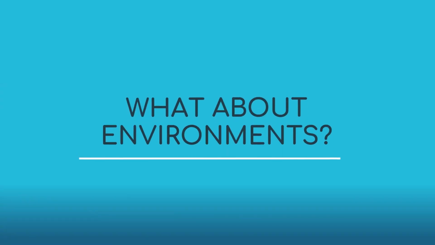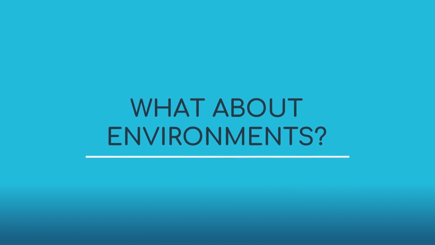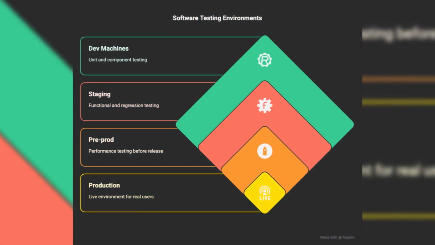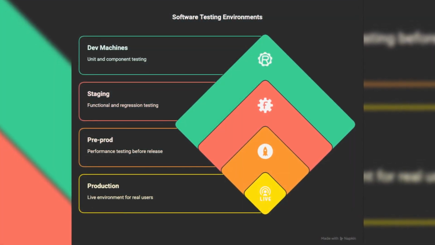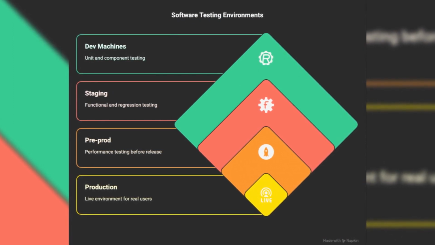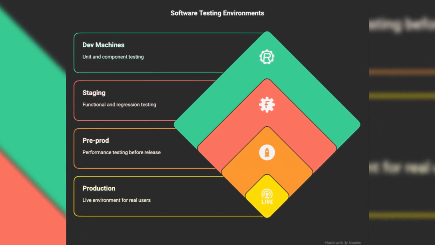And what about environments? We've got dev, staging, and pre-prod. Where does automation live? Everywhere, but with a purpose. On dev machines, you run unit and component tests. In staging, we do full functional and regression tests. Pre-prod is for performance. Even in production, we might run canary tests, just on a small slice of users.